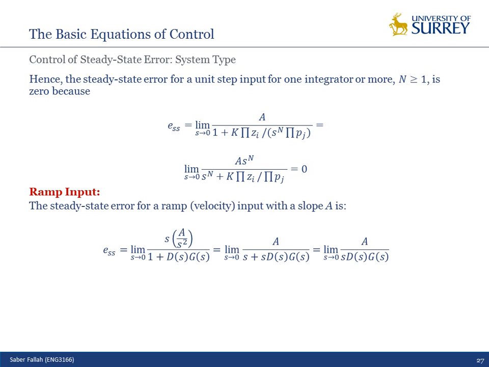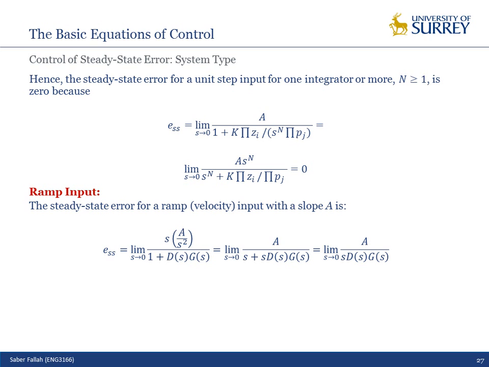Okay, how about the ramp input? The steady state error for a ramp or velocity input with a slope A is again the same as for the step input. It will be A over S squared, over 1 plus DsGs. You cancel out S, you will have A over S plus S DsGs. When the limit of S goes to 0, this one is 0. Again, it depends on the limit of S DsGs.